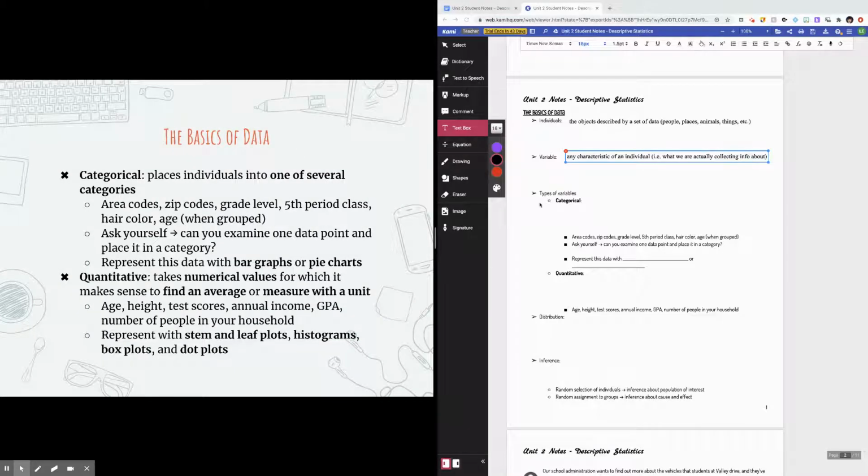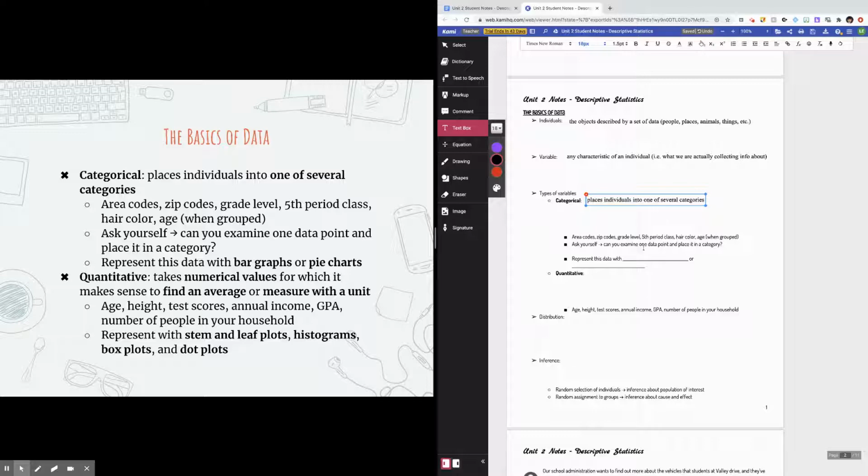All right, so categorical data, the way that you determine that you are dealing with categorical data is that categorical data places individuals into one of several categories. The way that you want to think about this is, can you take one individual, narrow down to just one individual, and then put them in a group with other individuals? That's how you know you're dealing with categorical data.